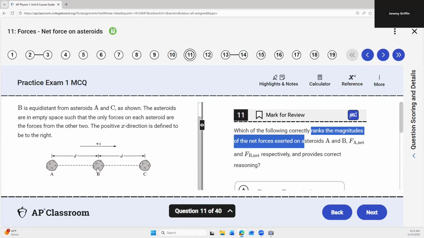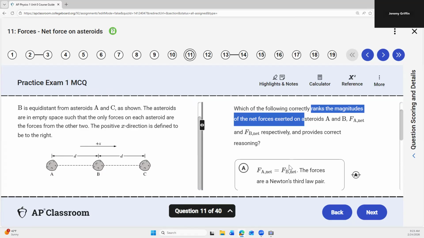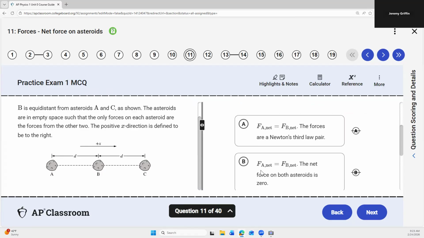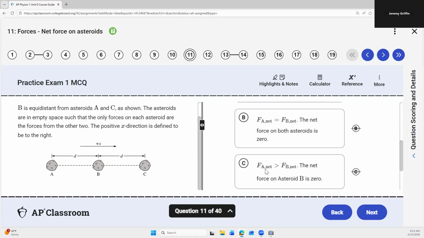Now, what about asteroid A? Is asteroid A being pulled to the right due to B and also due to C? If all we're doing is ranking the magnitudes, then isn't any force greater than zero? Of course. So I think F_A has to be greater than F_B. Notice it says net. F_A net greater than F_B net. Okay, this is a good start. The net force on... that's also true. That's probably the answer right there.